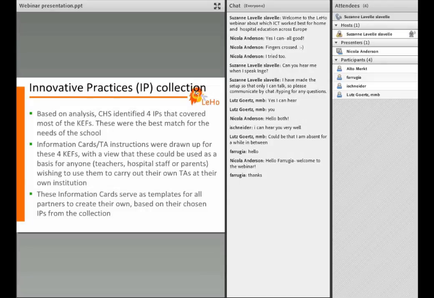And they would then serve as templates for all the partners to create their own based on their own chosen practices. So again, it's about a partner finding something that worked for them in their school, creating a training action instruction so that teachers could go out and say, we like this type of software, we like Edmodo, for example, and here is what you would need and here is how you would use it, so that teachers would train the teachers and then those teachers would go out and try it and see if it worked for them.